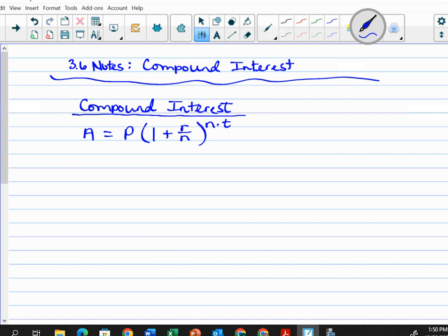All right, guys, let's write down what all these things are. The quicker we get through the notes, guys, the quicker we get to the blue kid, okay? That is a 1. 1 plus r over n to the n times t. Ready? That's a 1. A stands for amount. Usually the final amount is what we're talking about there.